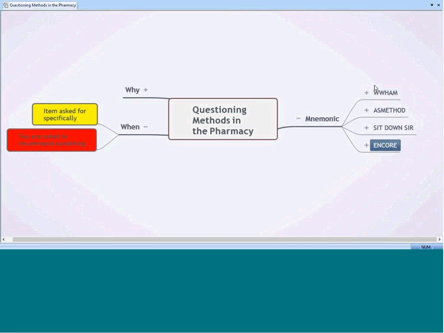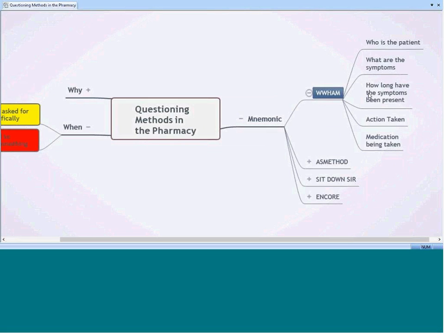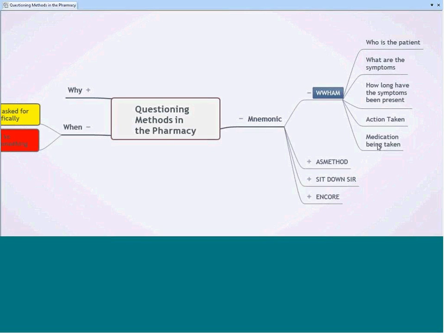But above all, I would recommend use the WHAMM technique. It's the easiest to use. It is something which will support you in your pharmacy. It will help the pharmacist, and it will also give you a huge degree of confidence as well to go out and speak to patients and get that information extracted from the patient to your pharmacist.